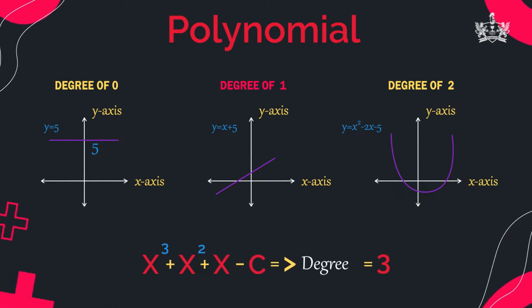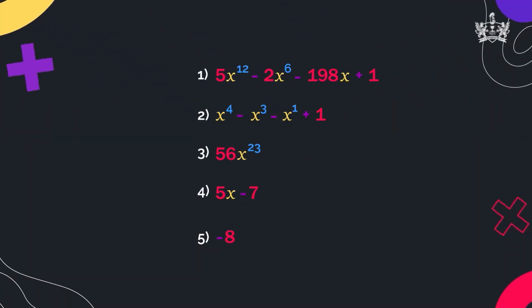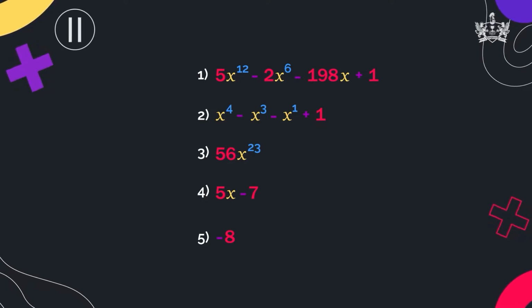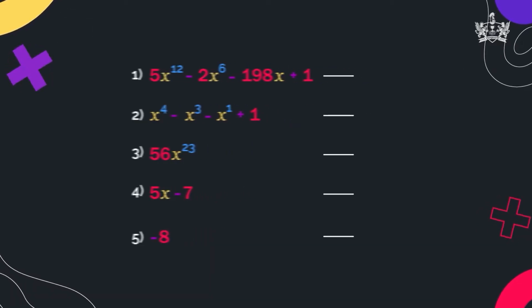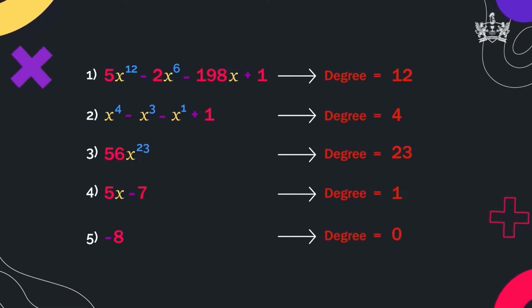Furthermore, the degree of a polynomial is the power of the greatest exponent and tells us up to how many times the graph of the polynomial will cross the x-axis. Key phrase there, up to. For these 5 examples, go ahead and pause the video and tell me the degrees of each polynomial. Okay, you should have gotten 12, 4, 23, 1, and 0.